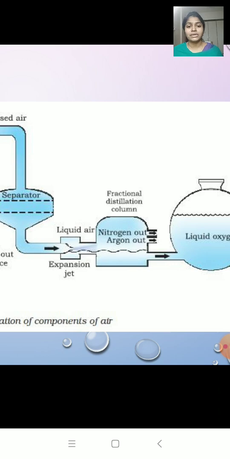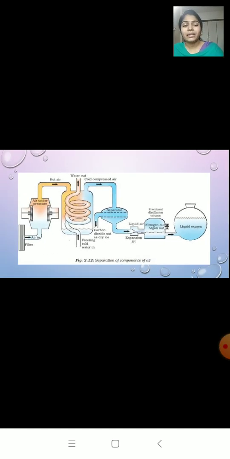So we have a fractional distillation column. In that column, the air is fed. In this fractional column, the air is warmed, which means it is heated. The gas which has a low boiling point will come out first. Nitrogen has a lower boiling point, so it will come out first, followed by argon, and at the last we have liquid oxygen. So this is how gases are separated from air.